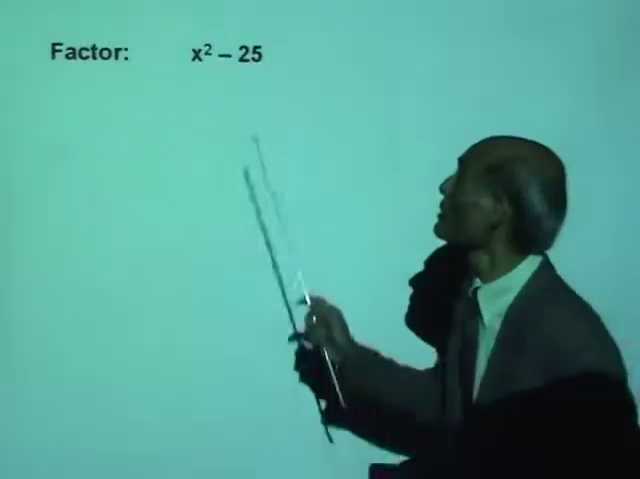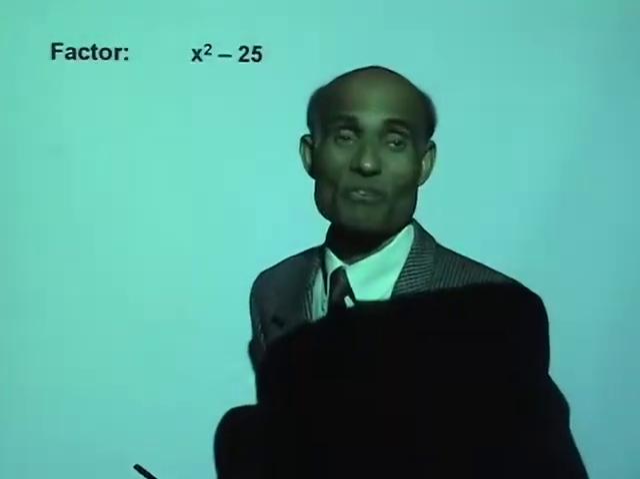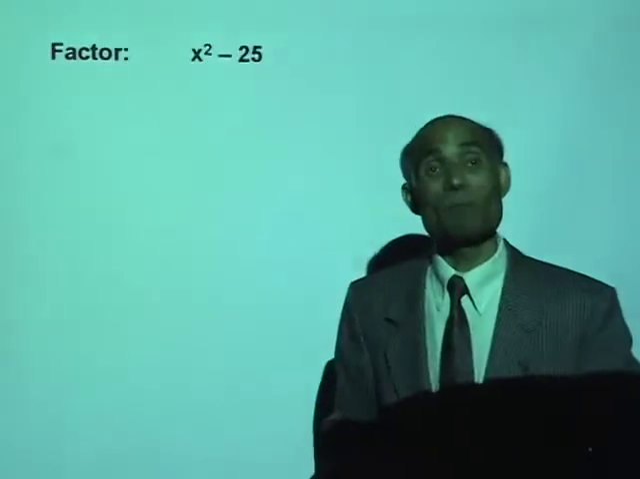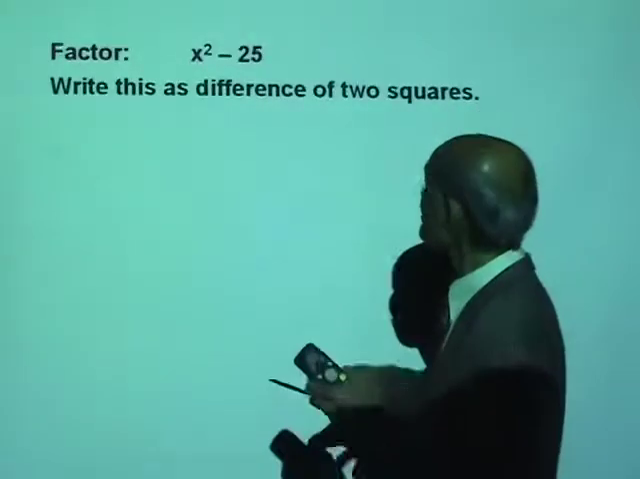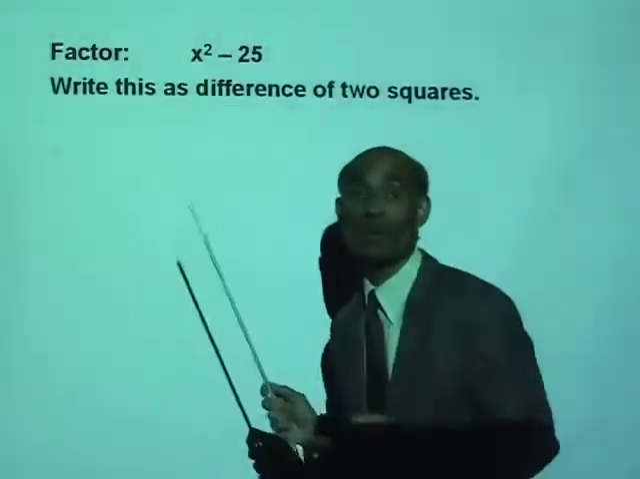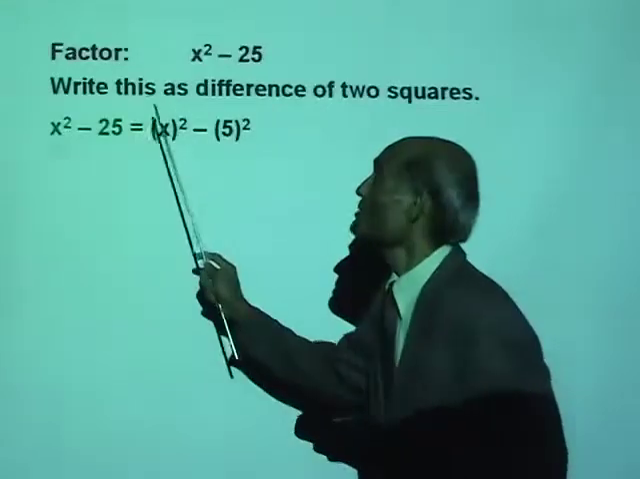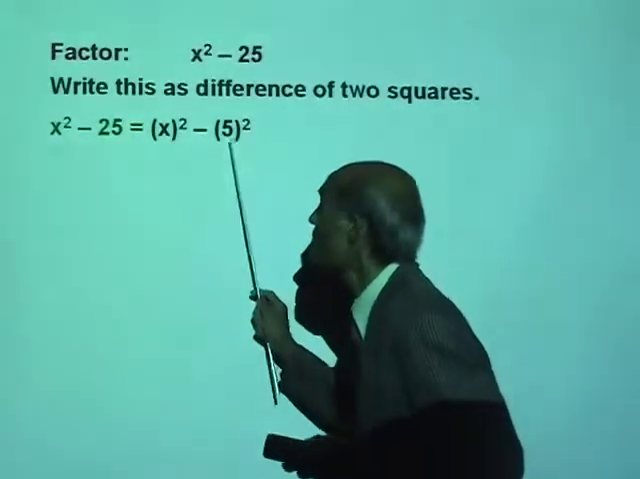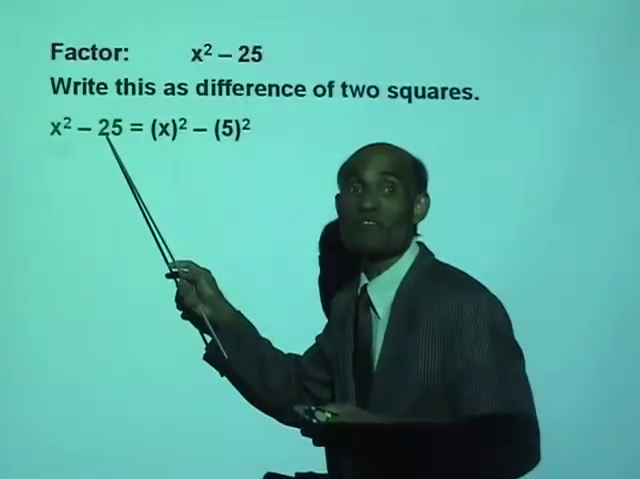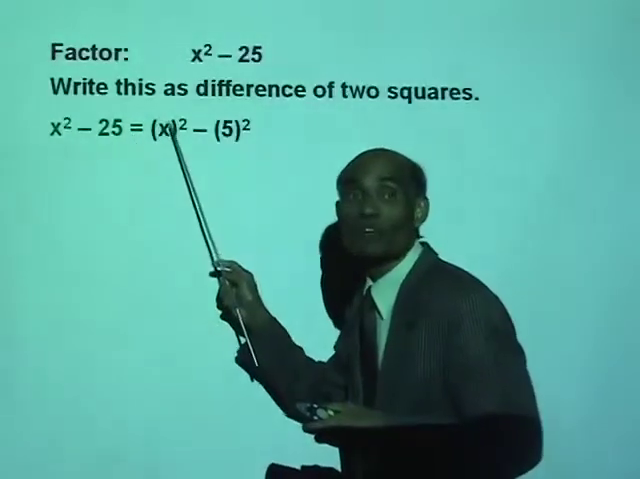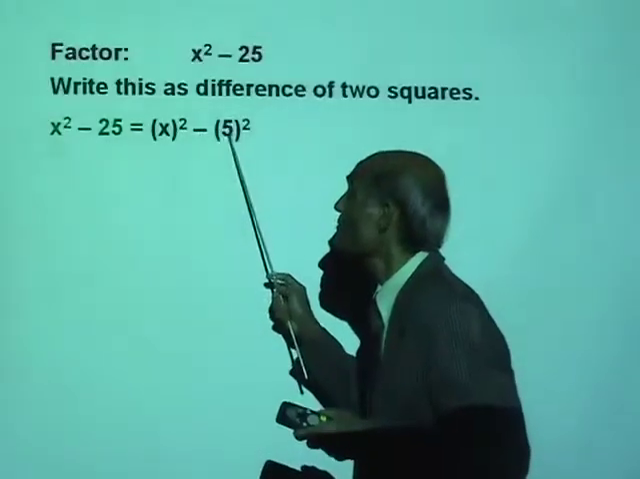Let's practice that with an example. Factor x squared minus 25. Alright, is this a difference of two squares? Yes, we can write this as the difference of two squares. How? 25 is the same as 5 squared. So x squared minus 25 is the same as x squared minus 5 squared.